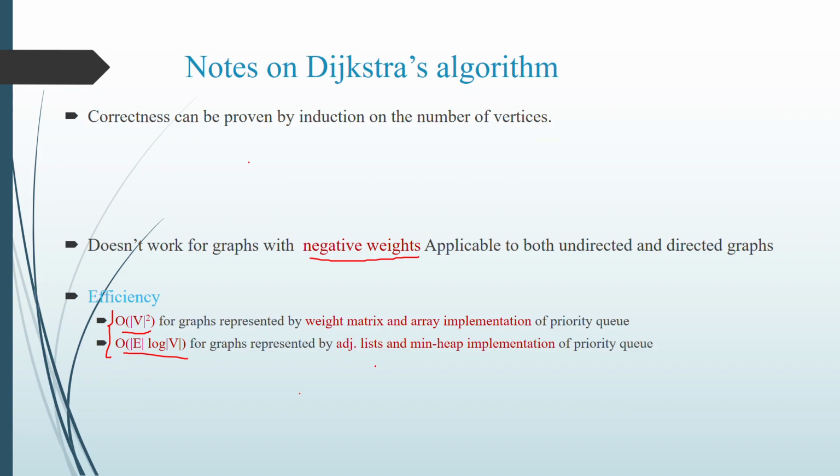If it is an adjacency list, then you are taking nodes. Each node is connected in the form of edges. Vertices are nodes and each node is connected with the help of edges. In that case you are taking big O of E log V. Okay, this is about your Dijkstra's algorithm.